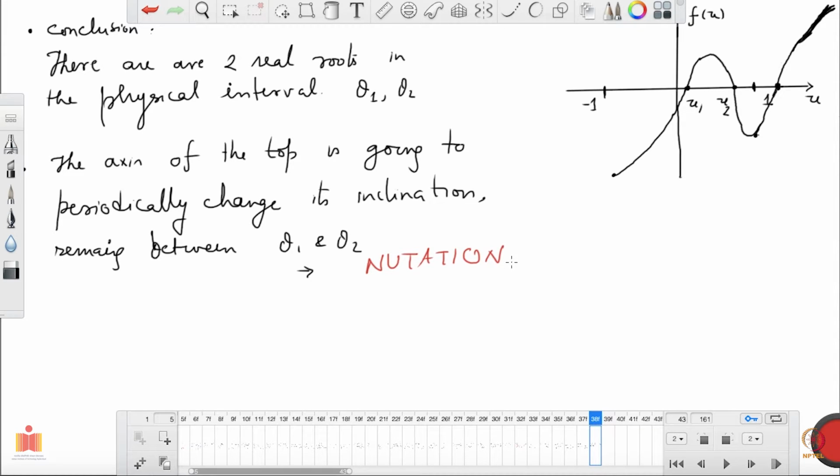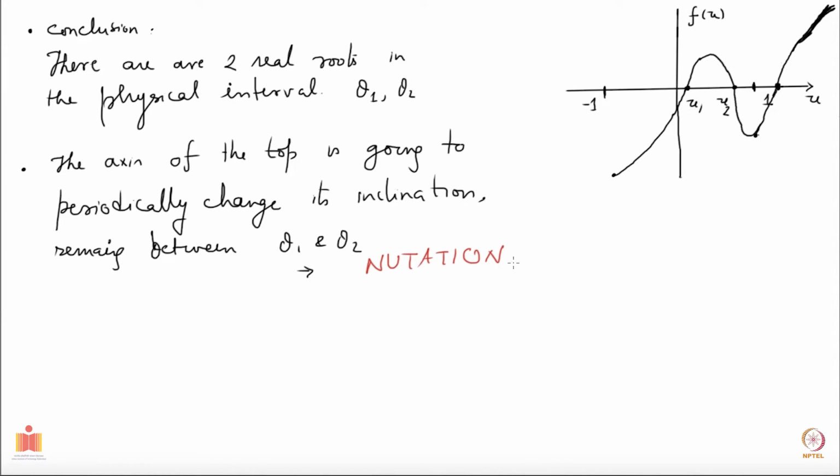Nutation. Perfect. So now you know three things about the tops. One, they spin about their axis, of course. Then you saw, even in the case of a freely moving symmetric top in space, it was precessing. Now you have come across a new phenomenon, which is nutation. In the case of the free top, the angle was always fixed. It was not changing. But here you see that the angle will also change between theta 1 and theta 2, and this is called nutation.